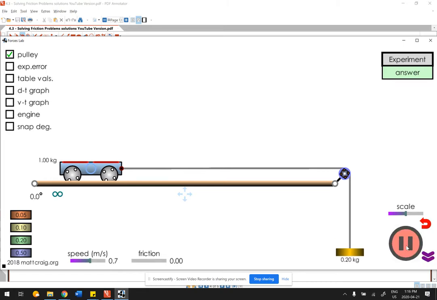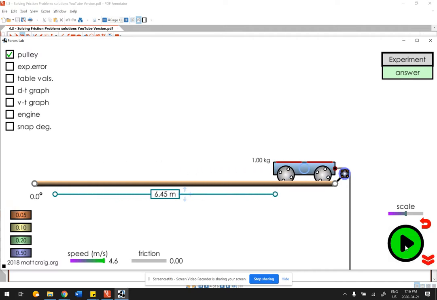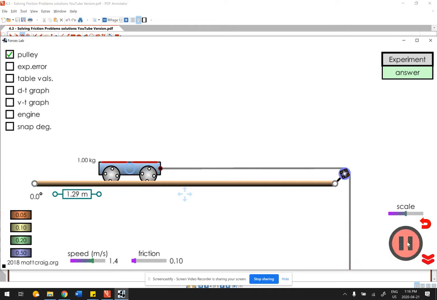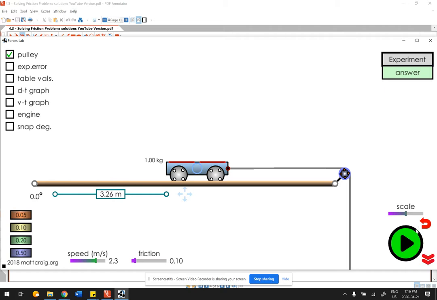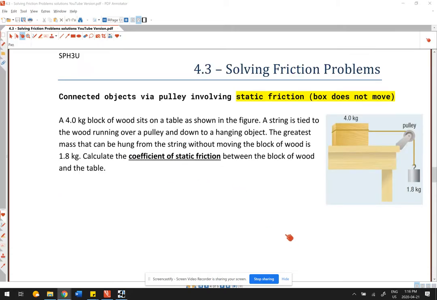So if we're to play this, obviously the mass would be pulled down and it's going to be pulling the cart towards the right direction. Now we can add some friction and we can still see that the object moves a little bit more slowly. If you increase the friction to a certain amount, there's going to be a maximum amount of friction that you can increase it to. And now you see that the cart does not move. So that is the situation that we're going to be looking at, where we have static friction and the cart is not going to move.